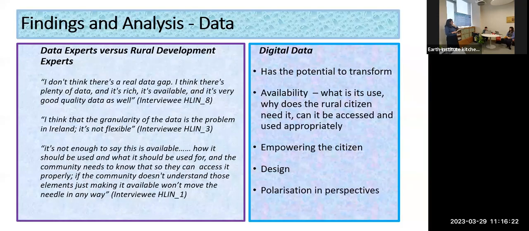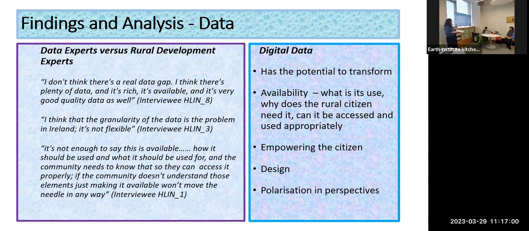So on the next slide, we specifically talk about data. Some quotes here. For some people, they thought, well, I don't think there's a real data gap. I think there is plenty of data and it's rich, it's available, and it's very good quality as well. So that was an attitude we were getting at the top level: it's there, all's good. Then people talked about the granularity. Okay, so we have good national level data about the geography of rural places, but do we have it at the right scale and granularity? And that's an issue we're definitely seeing come through.